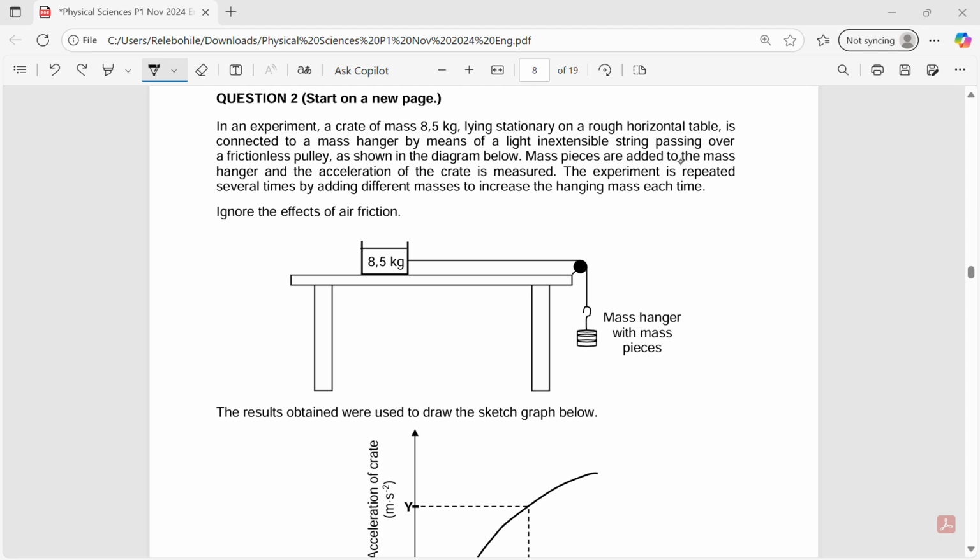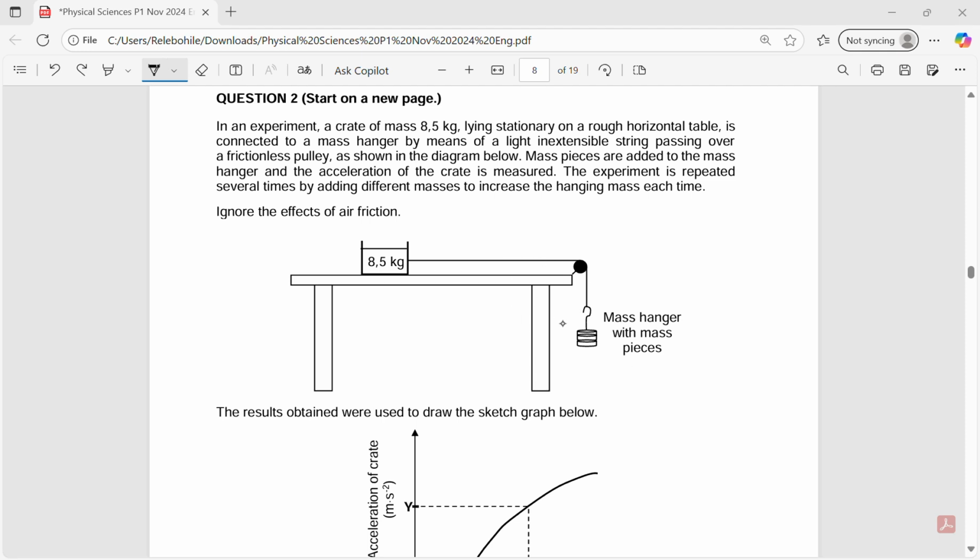Mass pieces are added to the mass hanger and the acceleration of the crate is measured. The experiment is repeated several times by adding different masses to increase the hanging mass each time. Then they say ignore the effects of air friction. And we can see here, guys, that this is our crate and it's stationary. And then on the other side of our table, since our crate is on the table, is our mass hanger. And we know that on this string is where we will find our tension.